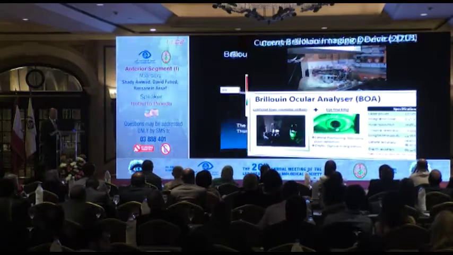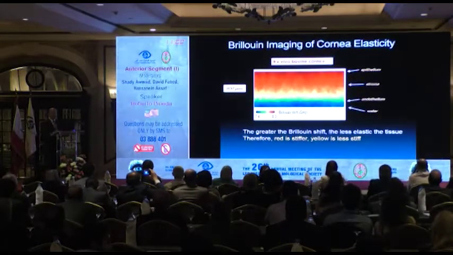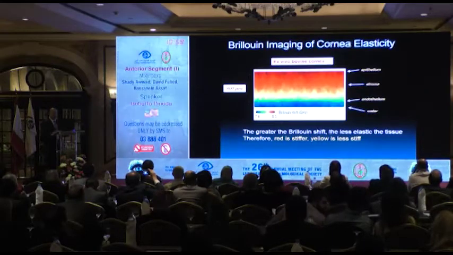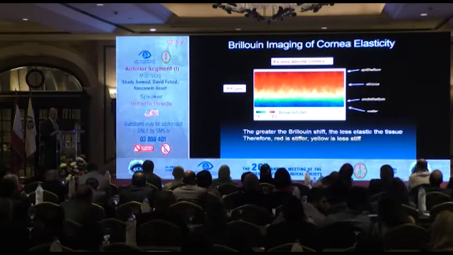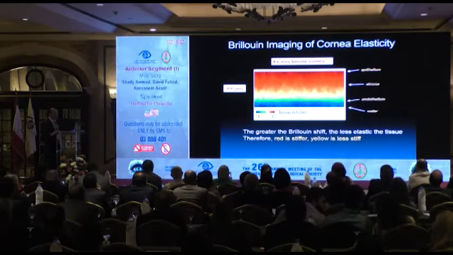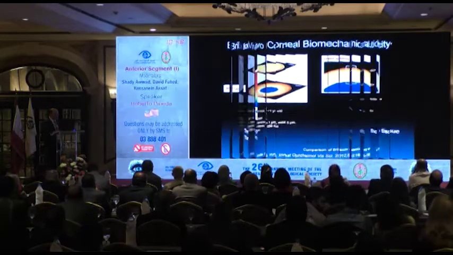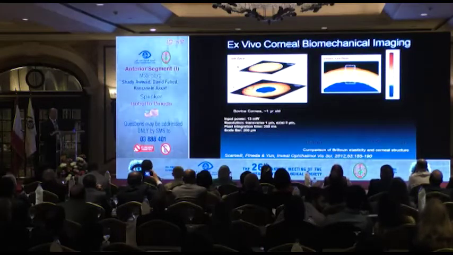So what does this look like? Well, essentially, we get an image like this, and maybe a little easier to show. We've since switched the coloring around, but the top is basically the more stiff, represented in red if you cross-section across the cornea. This next image might be a little easier to follow.